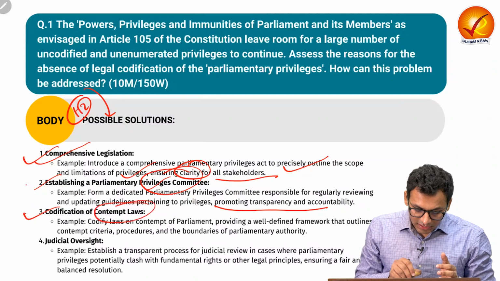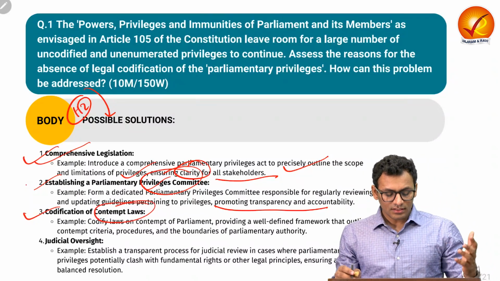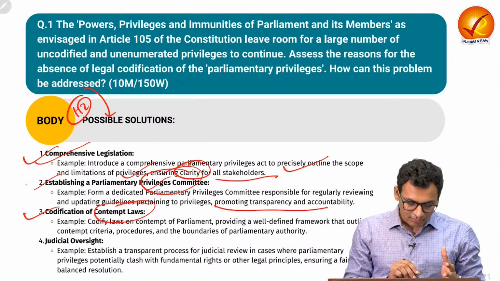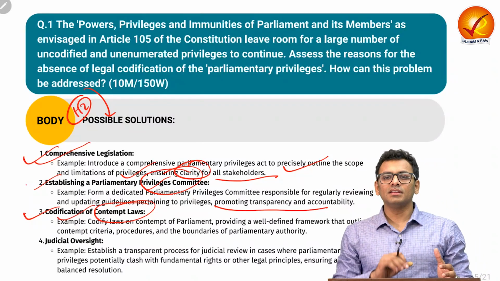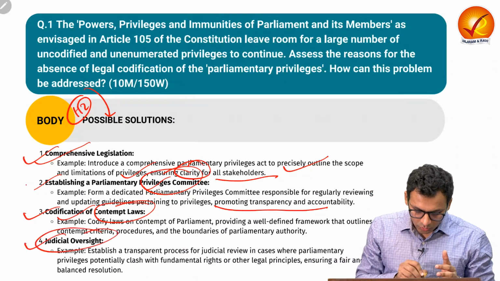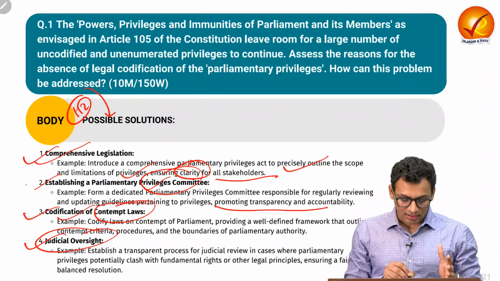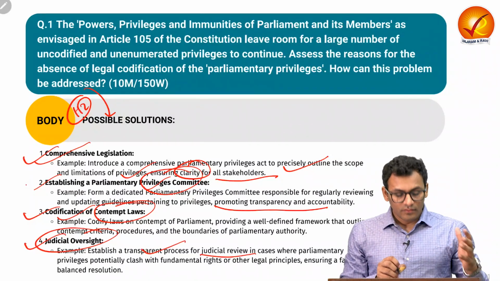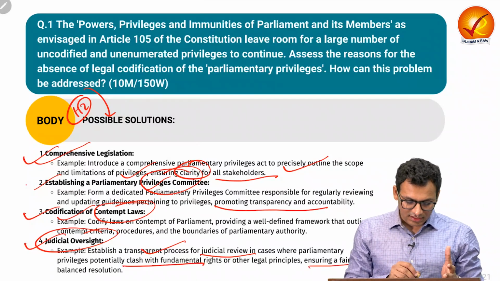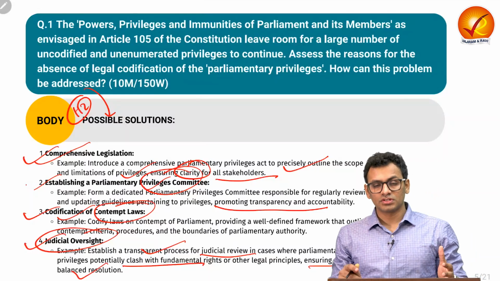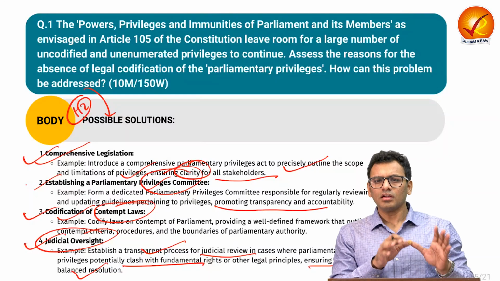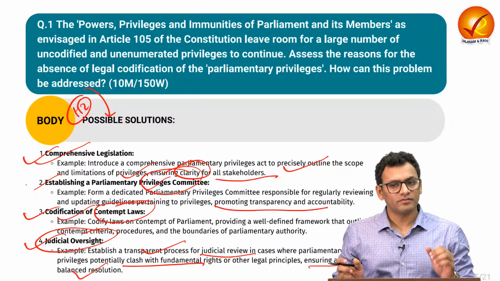Third is codification of contempt laws. Now again, we have seen that there are certain kind of vague criteria, and by codification there is possibility to ensure there is absolute amount of transparency. And lastly, judicial oversight, by establishing a transparent process for judicial review for the privileges which can clash with the fundamental rights. This can ensure fair and balanced resolution of those issues. So these are the kind of possible solutions for the issue related to codification of privileges.